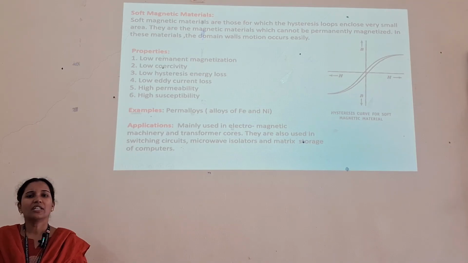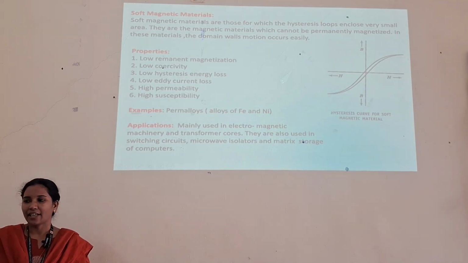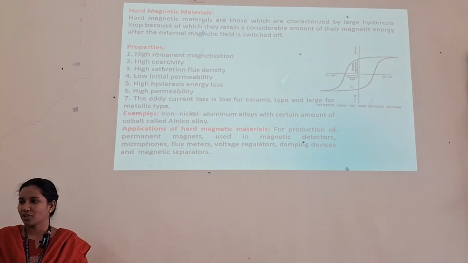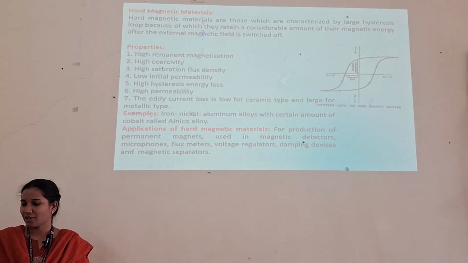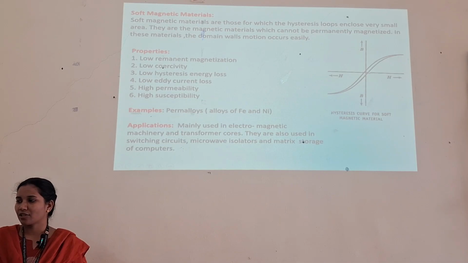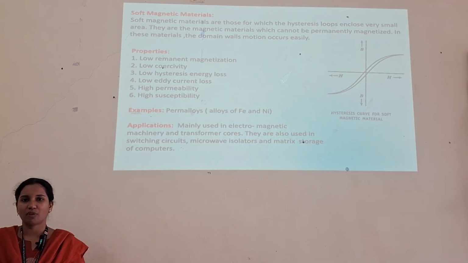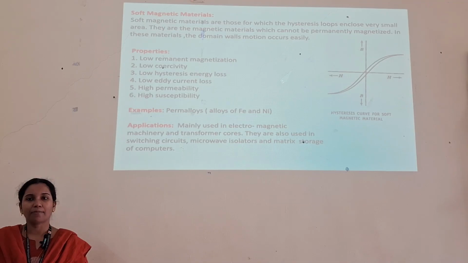These are called the soft magnetic materials, those for which the hysteresis loops enclose a very small area. They are the magnetic materials which cannot be permanently magnetized. Comparing the hard and the soft magnetic material, the first difference you should observe is that the area of the hysteresis loop is large in hard magnetic materials. When it comes to the soft magnetic materials, the area of the hysteresis loop, that is the area under the BH curve, is very low. That type of material is nothing but the soft magnetic material.